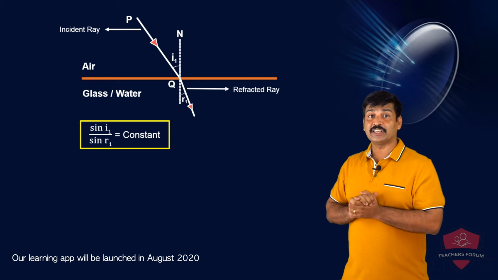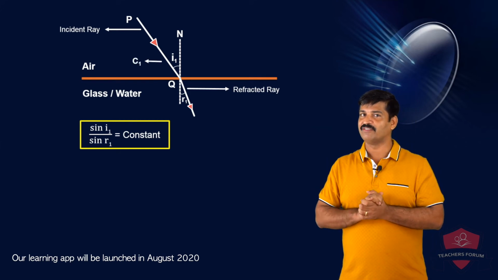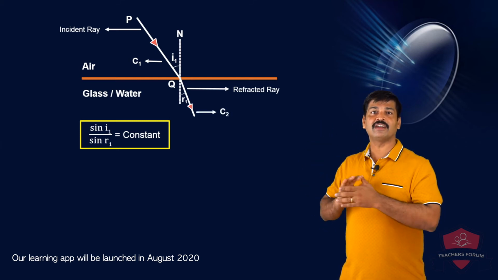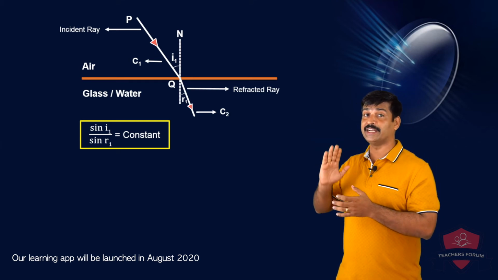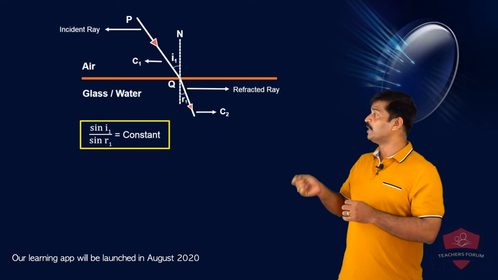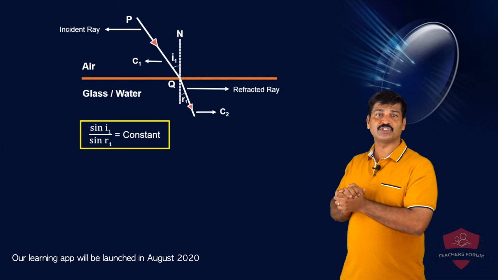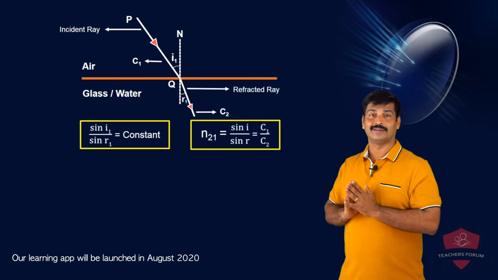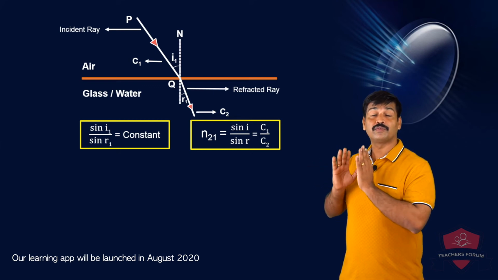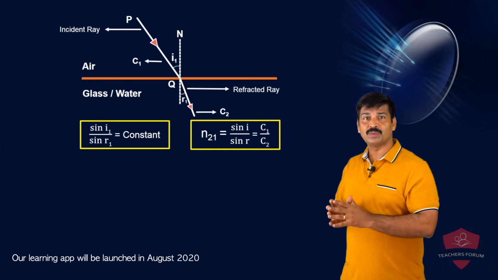Now, here the light is traveling from medium 1 to medium 2. I told you what is medium 1. Medium 1 is air and medium 2 is glass. Here actually we are finding the light is traveling from 1 to 2, medium 1 to medium 2. So, here we are finding the refractive index of medium 2 with respect to medium 1. So, this can be represented as n21. What does n21 stand for? n21 stands for refractive index of medium 2 with respect to medium 1.